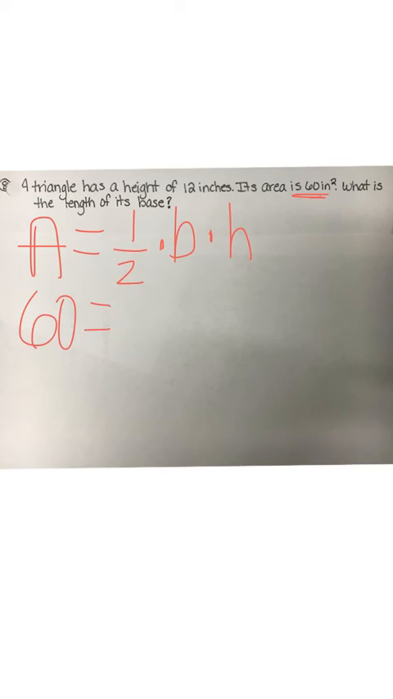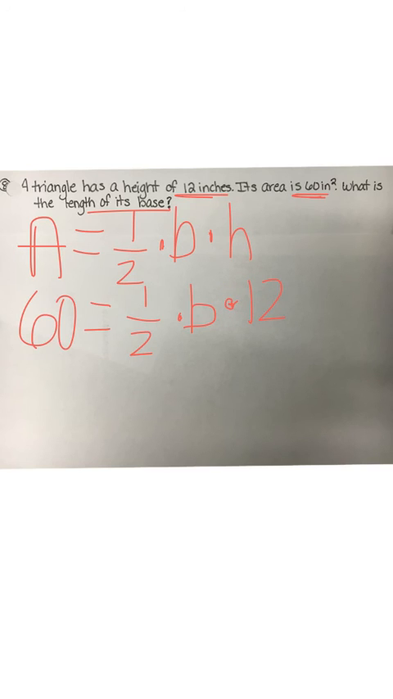Number 8. A triangle has a height of 12 inches. Its area is 60 inches. What is the length of its base? So start with your formula for a triangle. Area equals 1/2 times base times height. We know the area, it's 60 inches. So you could plug that in. Then you have 1/2 times, we don't know the base, so we'll keep b for base, but we do have a height of 12. So we'll multiply 12.